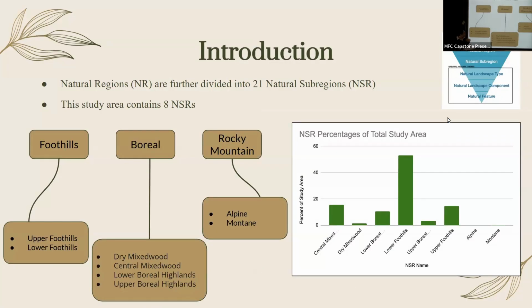Natural regions in Alberta are further divided into natural subregions. Here I have 8 natural subregions, where foothills is divided into upper and lower foothills. Boreal is divided into dry mixed wood, central mixed wood, lower boreal highlands, and upper boreal highlands. And then Rocky Mountain is divided into alpine and montane. Most of my study area is in the foothills subregion, but it's kind of spread out pretty well.